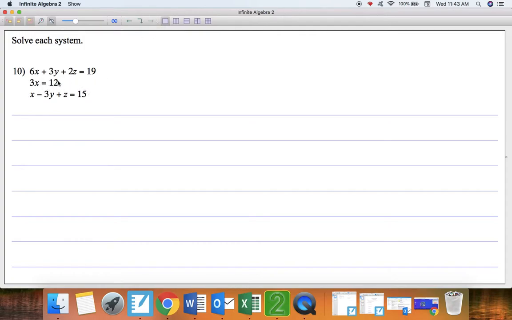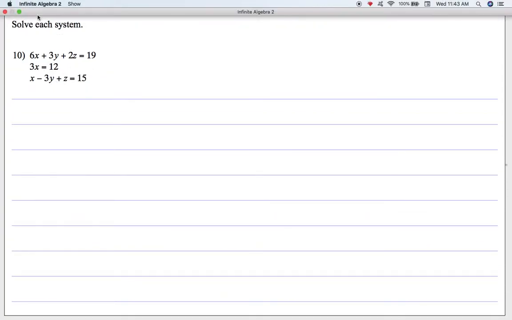And then this one, of course, substitution. Probably going to solve this equation, the middle one, for x, and plug that into both the others. Then you've got two equations with y and z that you can solve. All right, so that's a quick look at your review.